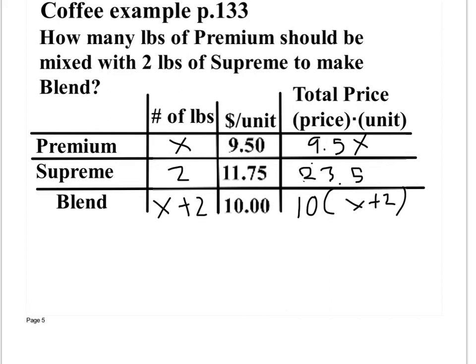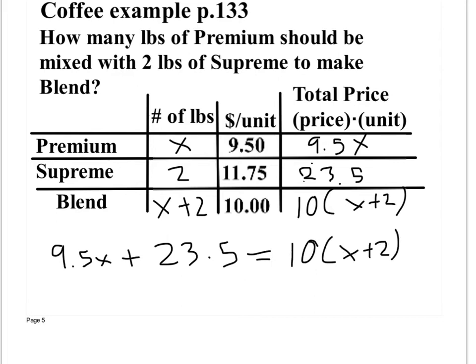Now I make my equation. I have my total price for premium, which is $9.50x. I add that to my $23.50 for my supreme, and that gives me a total of 10 times (x plus 2). So 9.5x plus 23.5 is going to equal 10 times (x plus 2). So we distribute that out. 10 times x is 10x. 10 times 2 is 20.